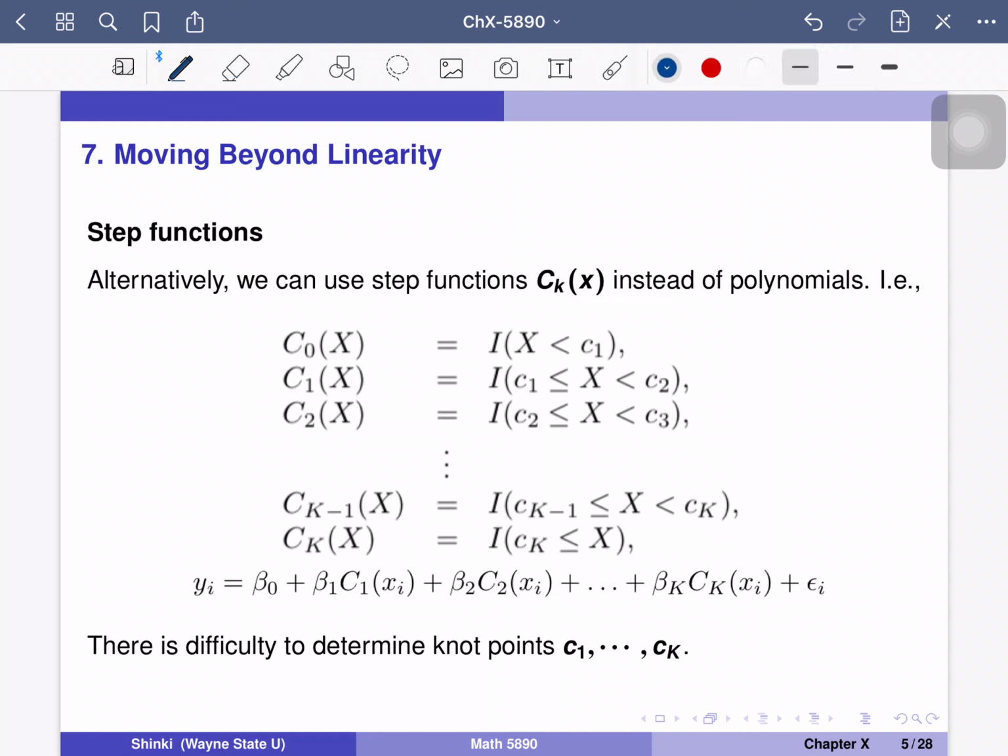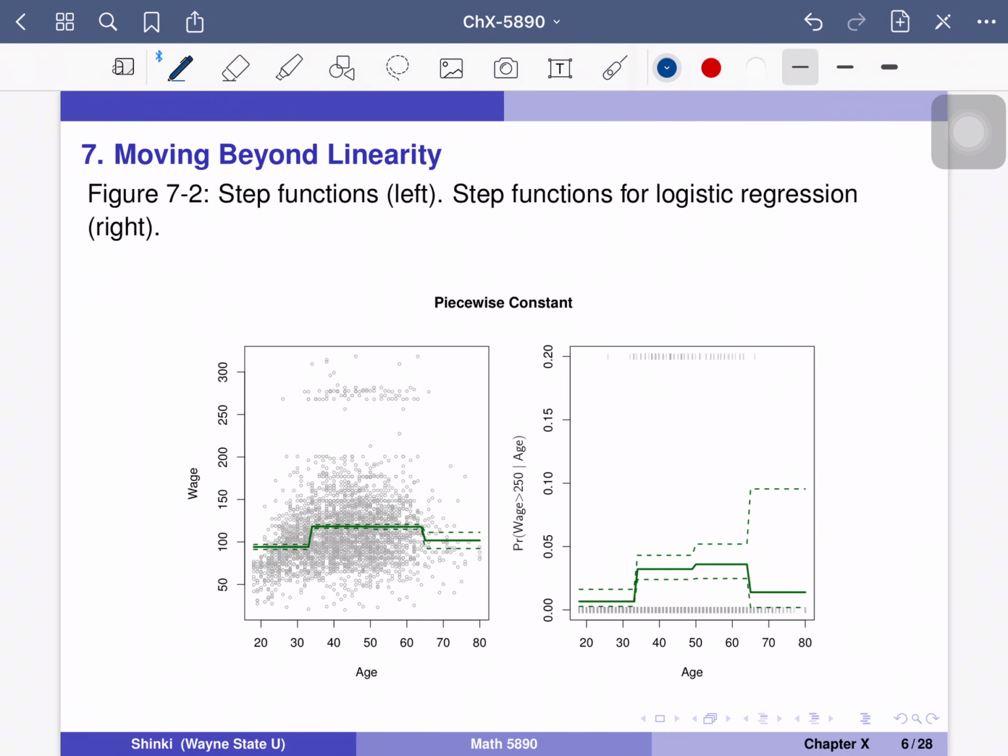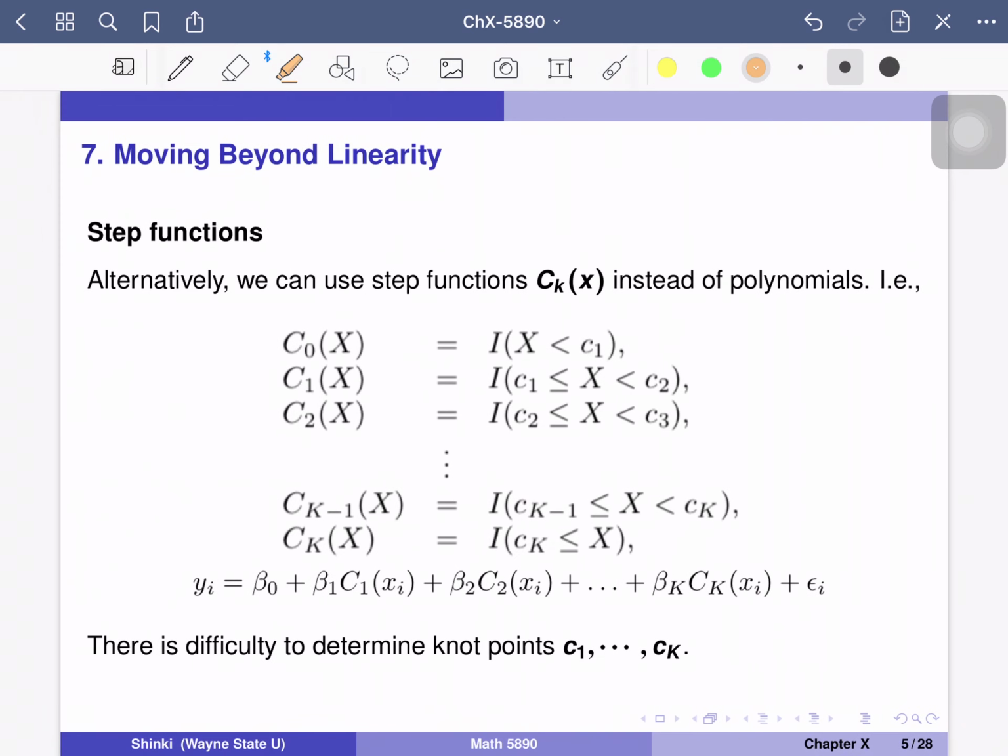So you can see a piecewise constant function fit to some data. The mathematical formulation is, at first we prepare step functions. These are indicator functions for some interval. Then after preparing these step functions, we fit y on each component.